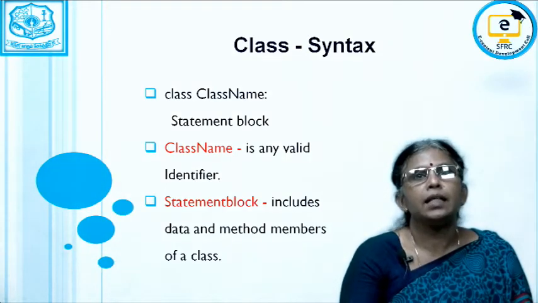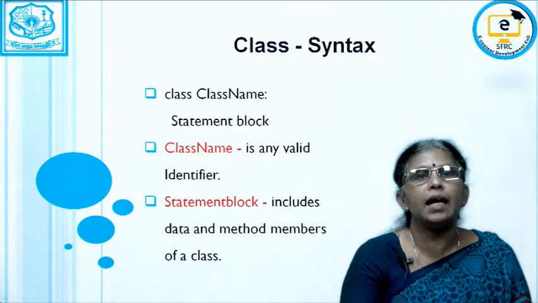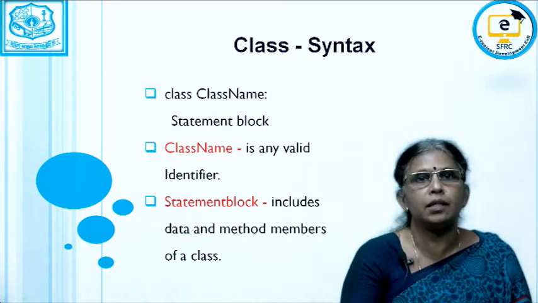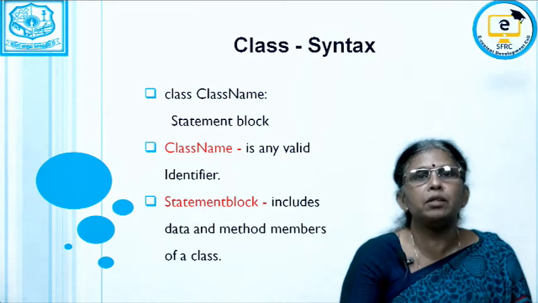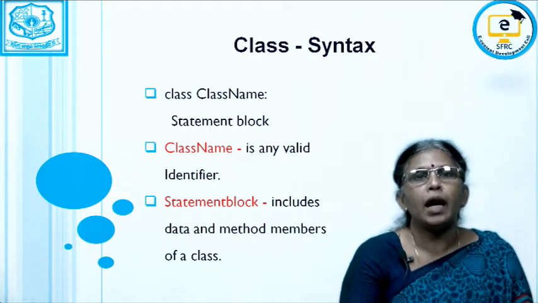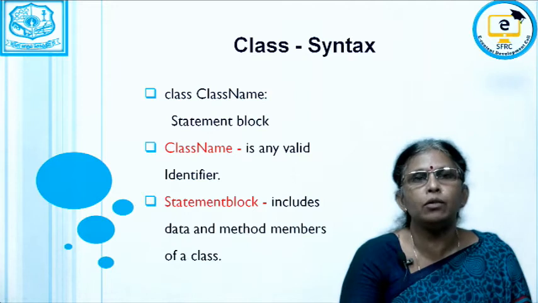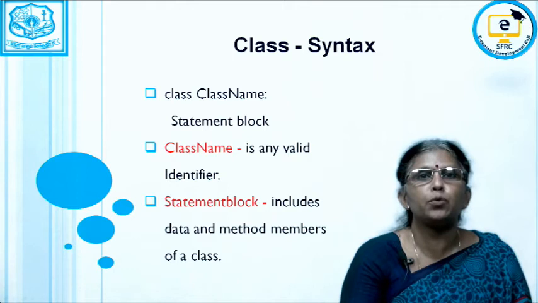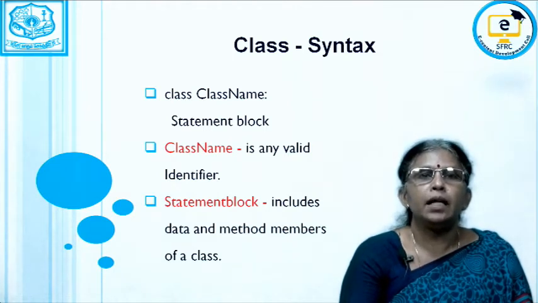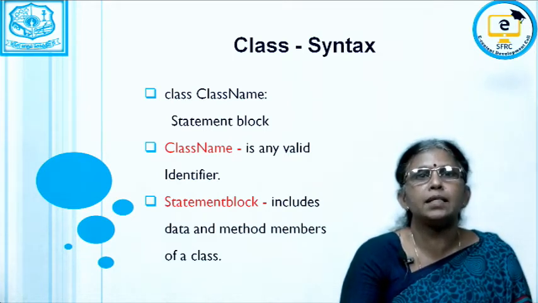Class name. The class name is going to be a valid identifier. The identifier should start with an alphabet and it can be followed by any number of characters or digits. In Python, the colon denotes the indentation. Without indentation, we cannot create any block of code. After indentation, we can include both members, which include data as well as methods. Data and methods form a statement block.